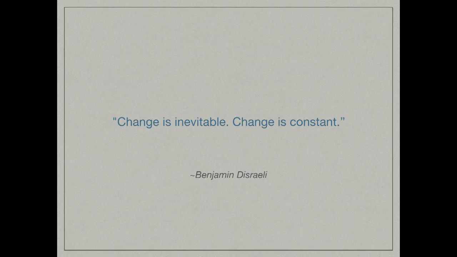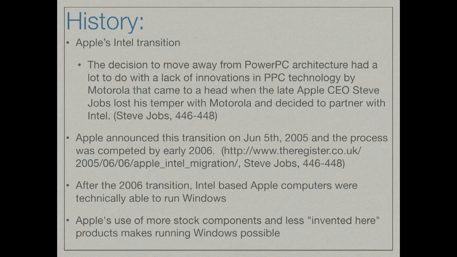So change is inevitable. Change is constant. We're going to talk about PowerPC going to Intel. The decision was made to move away from the PowerPC architecture, and a lot of this had to do with lack of innovation in the PowerPC that was going on at Motorola. It came to a head when our late friend Steve Jobs lost his temper with Motorola and decided to go with Intel. Now, things like Project Star Trek, which you may have heard of, and the notion that Mac OS X from NeXTSTEP going to the Intel platform had been toyed with previously. So it's not like this was a completely crazy idea.